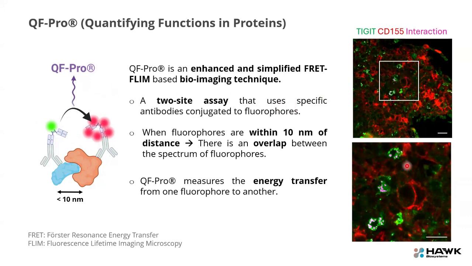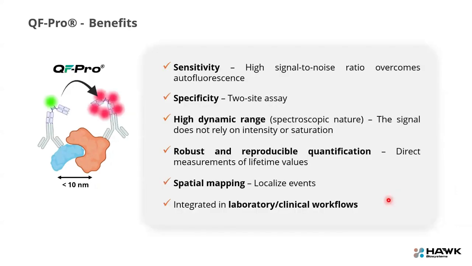If we look at these representative images, we have TIGIT labeled in green and its partner CD155 in red, and only in those places where the interaction is actually taking place are we looking at these pink pixels. And apart from this nice spatial image, we also get a quantitative score of the interaction.